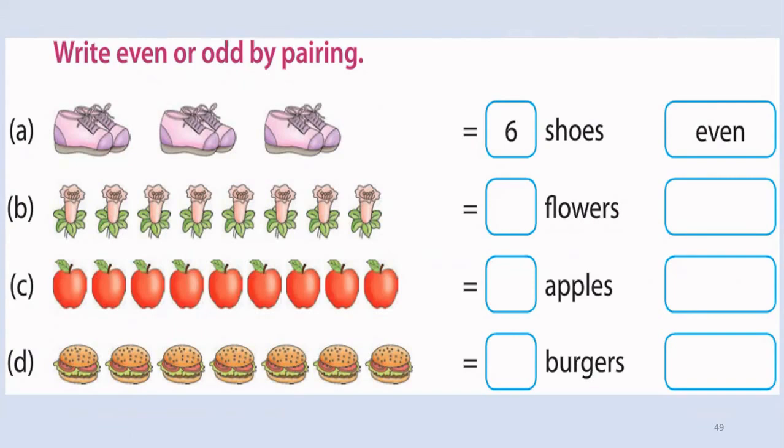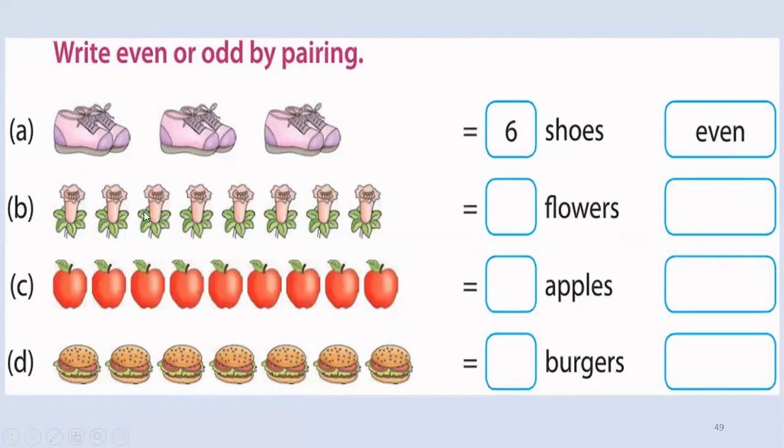Write even or odd by pairing. Now again we have to make pairs. Okay. So let's see here. There are pairs of shoes. How many shoes are there? Let's count them individually. 1, then 2, 3 and 4, 5 and 6. So total there are 6 shoes. And you should remember that all the numbers which end with 0, 2, 4, 6 and 8 are even numbers. So 6 is an even number.